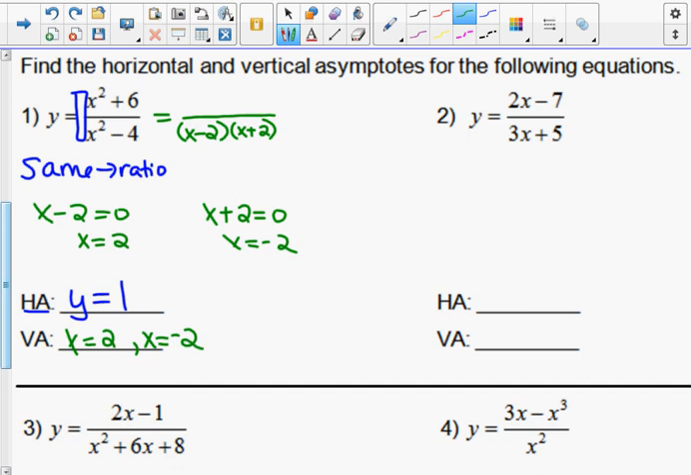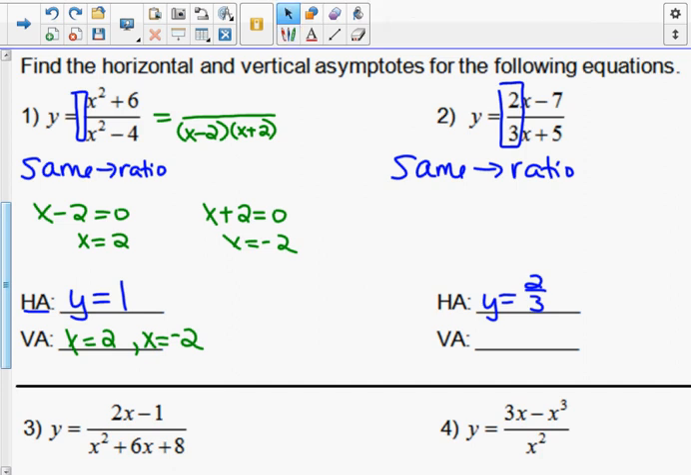Looking at number 2, we're going to start by comparing the degrees. So is it top heavy, bottom heavy, or are the degrees the same? Hopefully you guys recognize that the degrees are the same. So that means we're going to have a ratio for our horizontal asymptote. I'm going to look at those numbers in front of the terms that gave us the same degree. So the 2 and the 3 give us 2/3 as the horizontal asymptote.